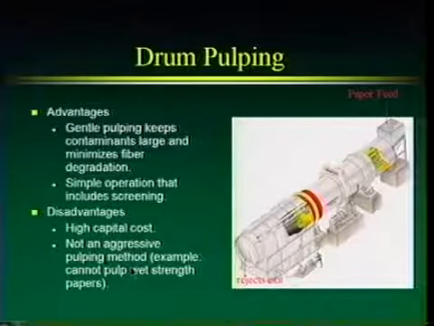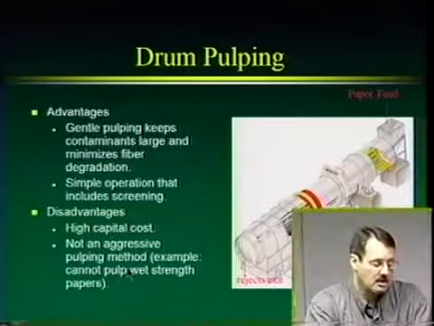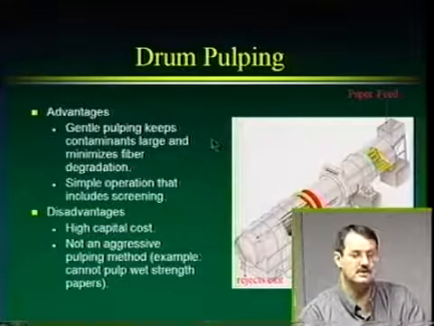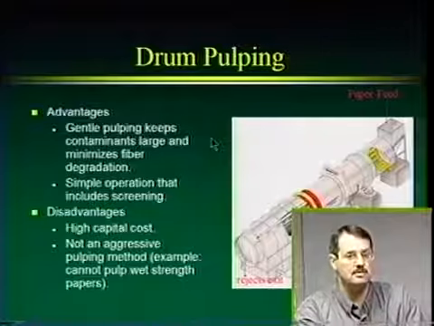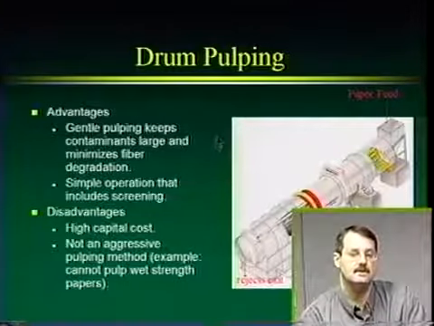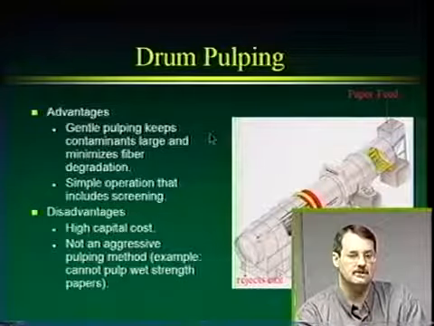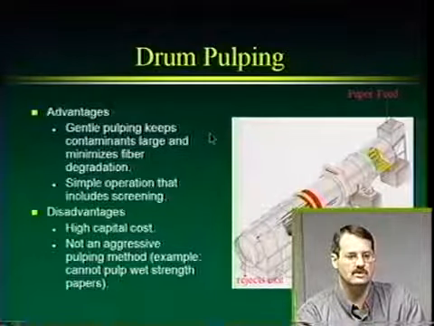So, for instance, if we had wet strength papers in OCC and we wanted to pulp them, this would not be a very good option for pulping that wet strength material. But you will see some drum pulpers. I've seen several in the United States with newsprint de-inking mills, and they seem to work well. And I've also heard reports of using them for mixed office waste somewhere in West Virginia.